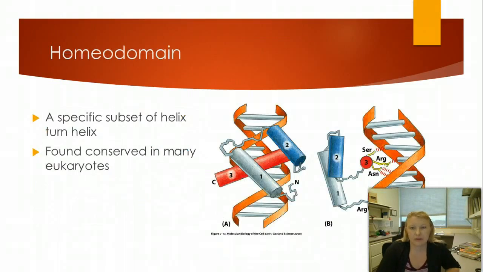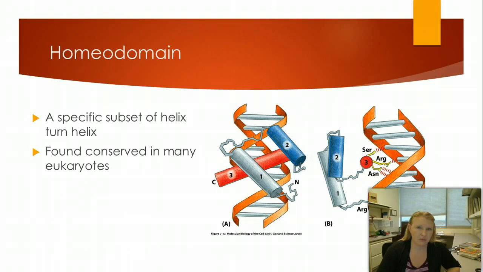Another example is a homeodomain. A homeodomain motif is a conserved motif of about 60 amino acids or so, and this one actually has 3 helices. You'll see here that the red is still the recognition helix, and it sits in the major groove of the DNA, while the gray will interact with the minor groove, and the blue, once again, will provide stability, and you can see that here on this image. This one's found conserved in a lot of eukaryotes.